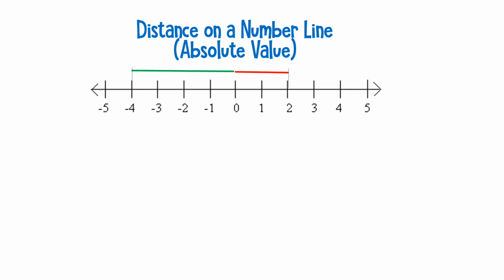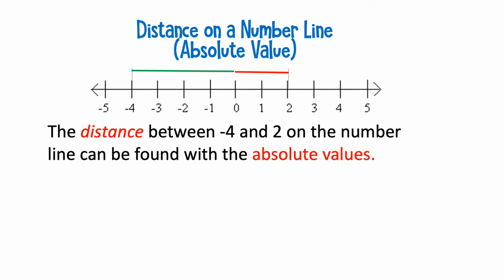If we're looking at a number line, we can use absolute value to find the difference between two numbers. The distance between negative 4 and 2 on the number line can be found with absolute values. This is the absolute value of negative 4 plus the absolute value of 2. So the distance from 0 for negative 4 is represented by the green line, and that has a value of 4. The distance from 0 for the red line, or 2, is also 2. So 4 plus 2 is 6.